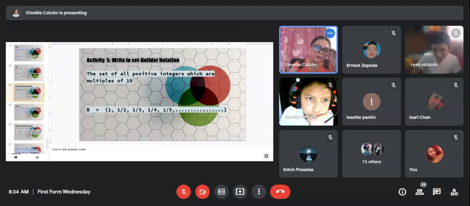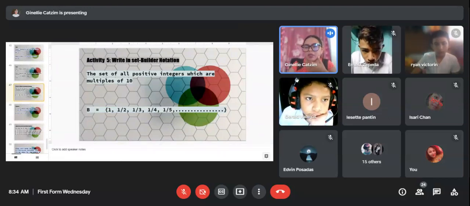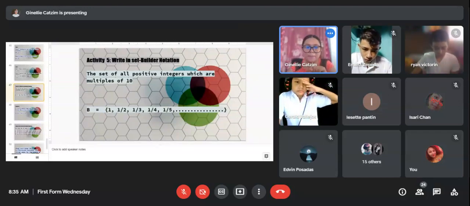For set B, remember we covered patterns too. So you need to find the pattern there, the condition, the rule, so that you could get what the set is about, right? I noticed that for the assignment, in the past assignment, many of you wrote fractions.